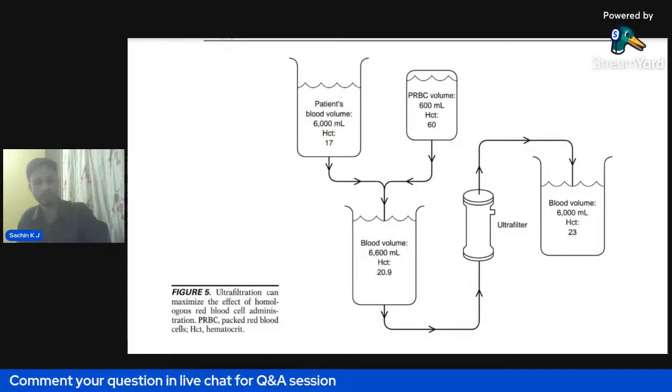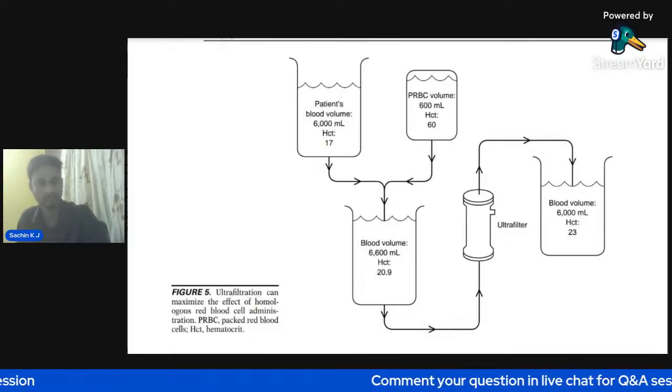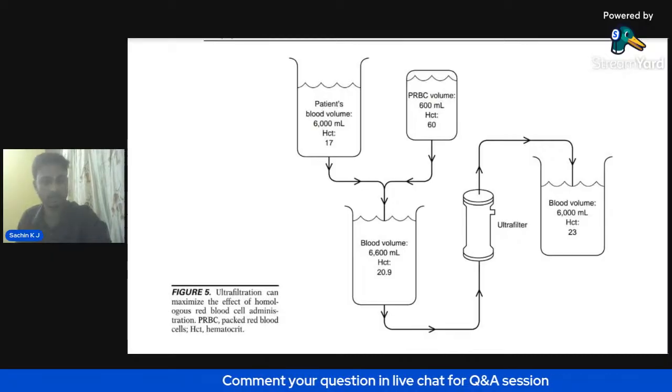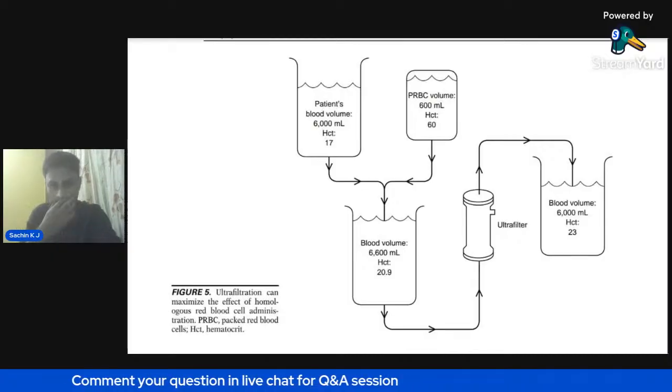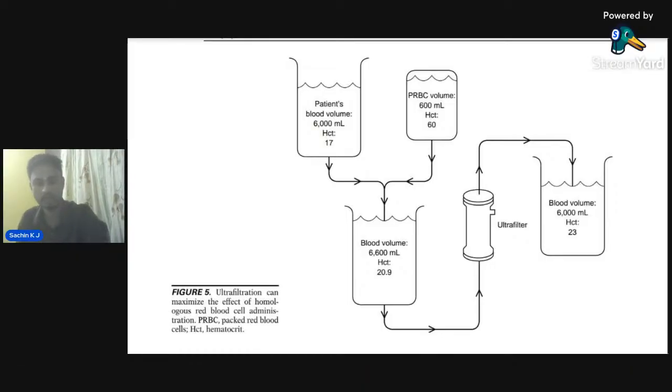Here I am giving one example. Ultrafiltration, here patient blood volume 6000 ml is there. Hematocrit is around 17. PRBC we are adding to that patient. 600 ml PRBC contains hematocrit of around 60%. We are adding, so now blood volume becomes 6600 ml. Now hematocrit will become 20.9, and after ultrafiltration we removed 600 ml of extra volume. Now hematocrit becomes 23. So this is one example. Okay, so next one.